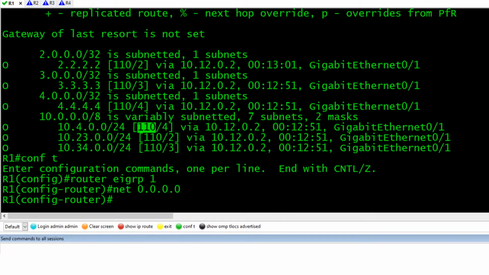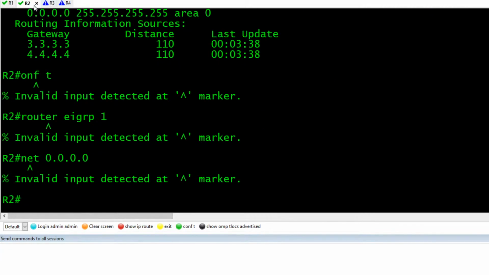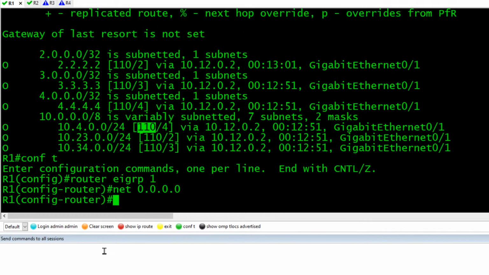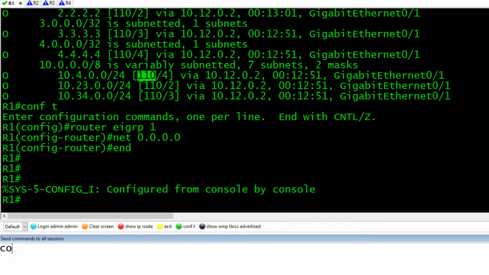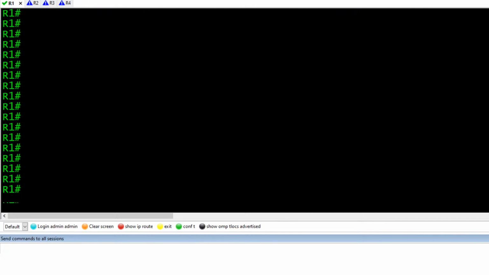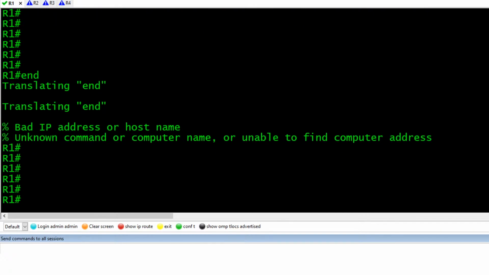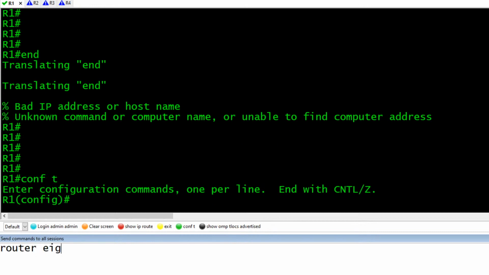Am I not doing this on all routers? Let's take a look at R2. Oh, yeah. I'm not doing it on all of them. All right, that would explain why. I'll do this to all of them. Config t. Let's press enter a few times. There we go. All right, config t, router EIGRP 1.